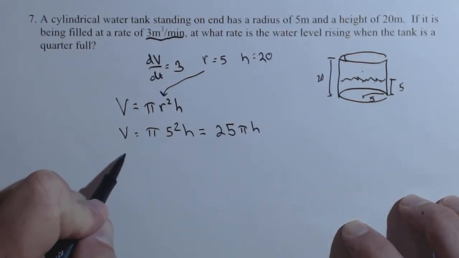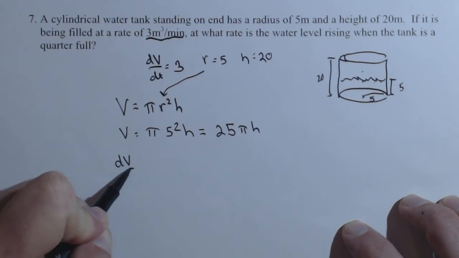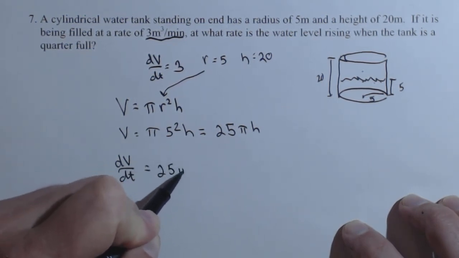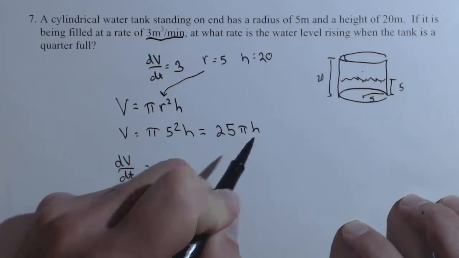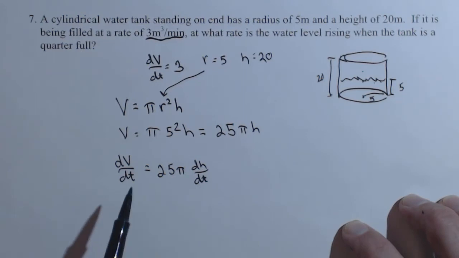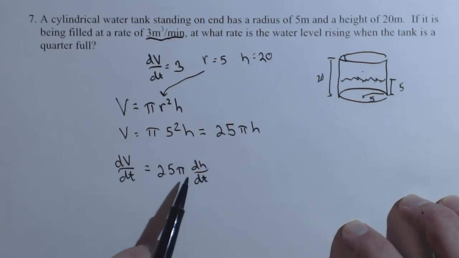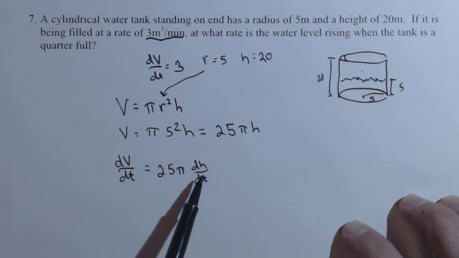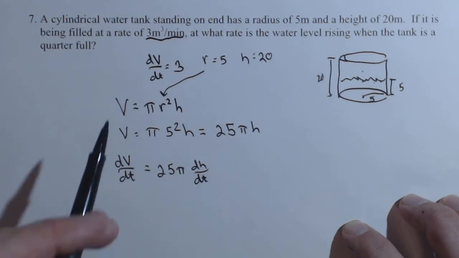Now we can do our implicit differentiation. So we get dV/dt equals 25 pi is a constant. It comes along for the ride. Derivative of h with respect to time is dh/dt. And so what that tells us, notice dV/dt does not depend on h. That means it doesn't matter what the height is. The rate the height is going to go up is always going to be the same.